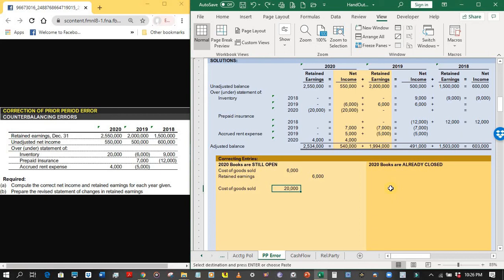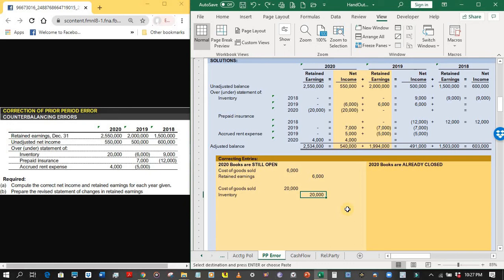Since the error pertains to the ending inventory in 2020, and ending inventory will appear in the statement of financial position as of December 31, 2020, the inventory that will appear in the statement of financial position, if not corrected, will be overstated by 20,000 pesos. That is why, in order to correct the overstatement of the inventory in the statement of financial position, we need to credit inventory for 20,000 pesos.